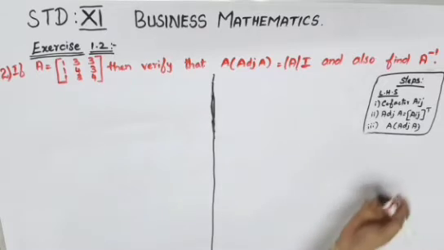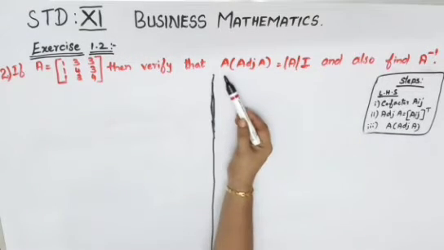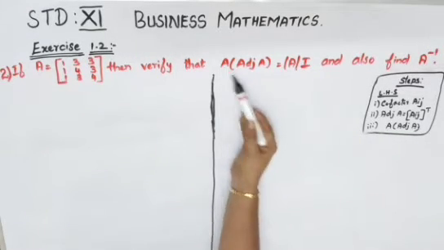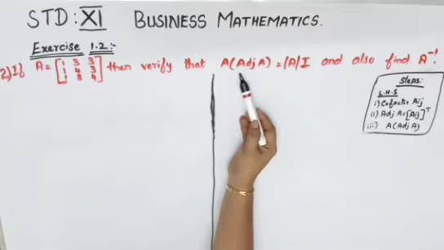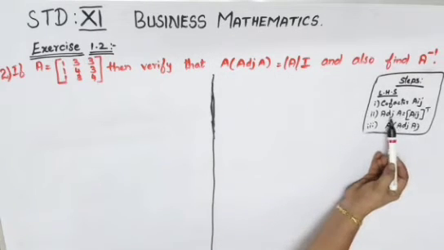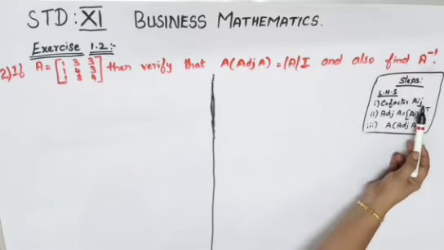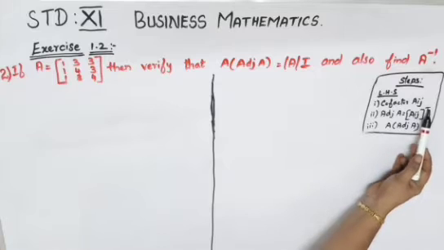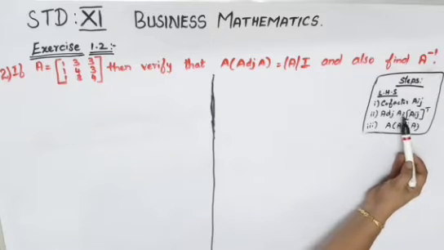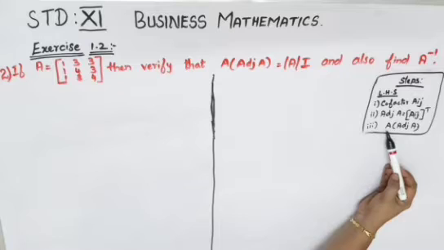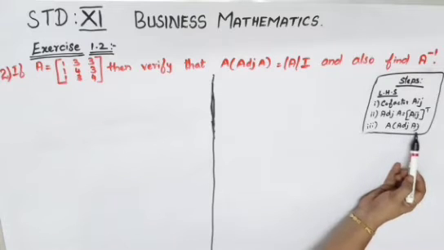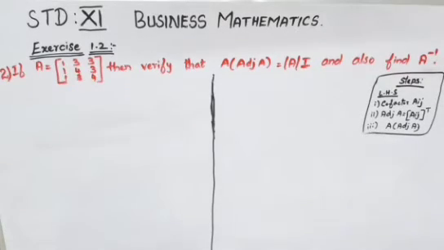I've just written the steps here for the left hand side. By seeing the question itself, you can find out A into adjoint of A. So first you need the adjoint of A. To find the adjoint of A, you need the cofactor. I've written cofactor of Aij. Then the transpose of the cofactor of Aij will become the adjoint of A. Once you find the adjoint of A, you have to find A into adjoint of A. That is matrix multiplication. Therefore, the left hand side will be done.